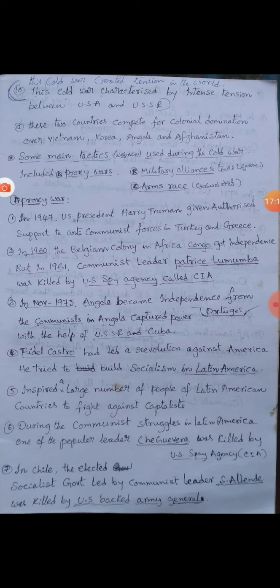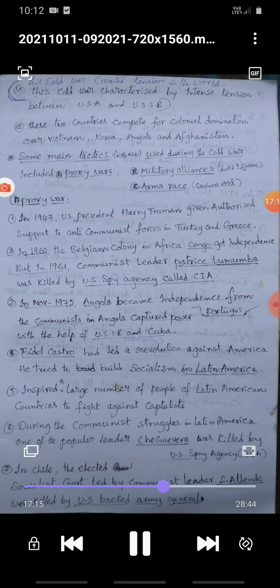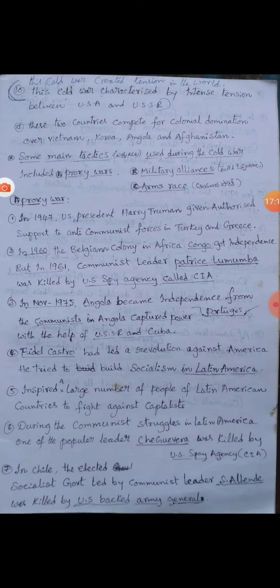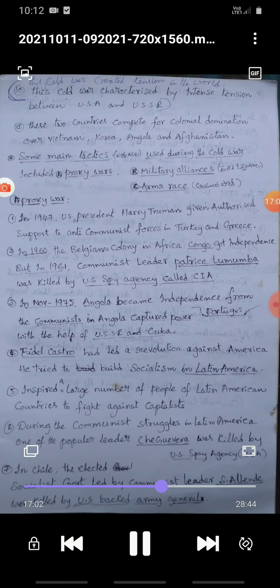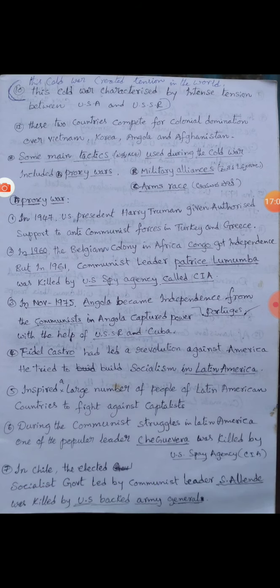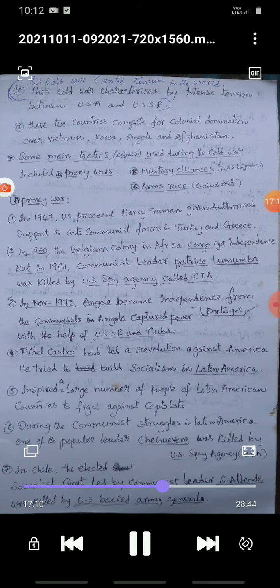Angola and Afghanistan. These two blocs competed for domination over Vietnam, Korea, Angola and Afghanistan.